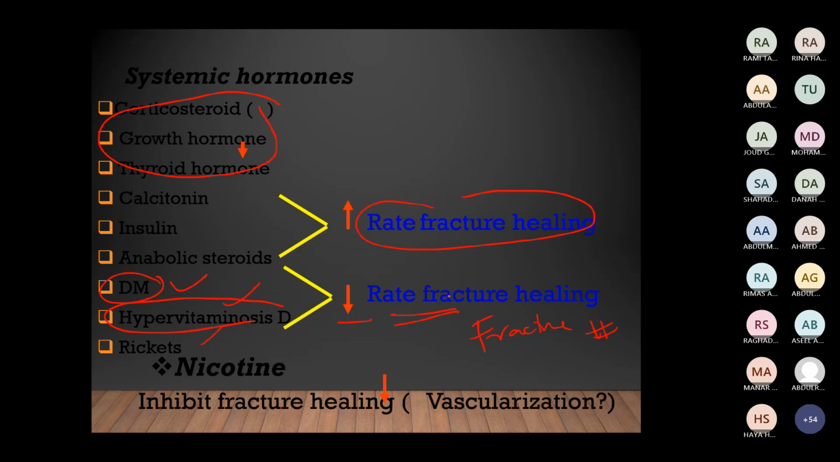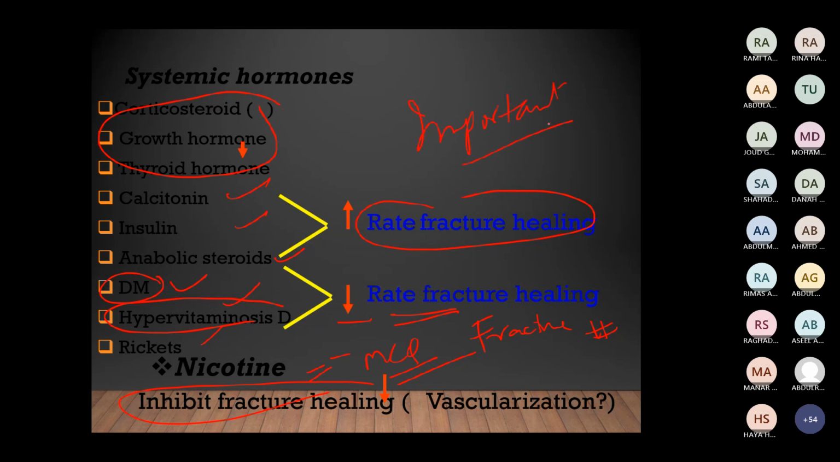Fracture healing is fast with calcitonin, insulin, and anabolic steroids. And if you give a lot of corticosteroids and growth hormones, healing will decrease. Nicotine, if you smoke more, will inhibit fracture healing. Also, this was asked before in the examination. It will hamper the formation of new blood vessels, that is vascularization. So how the hormones are affecting the healing is again very, very important to remember.